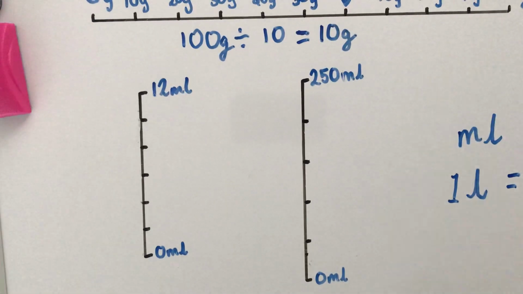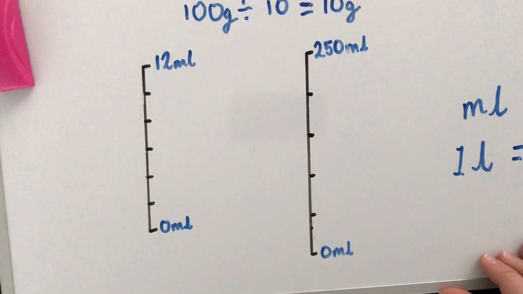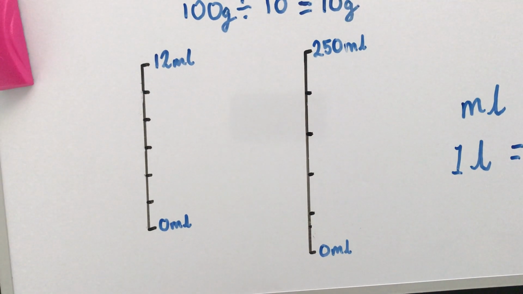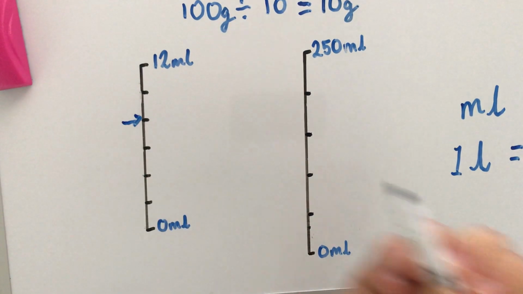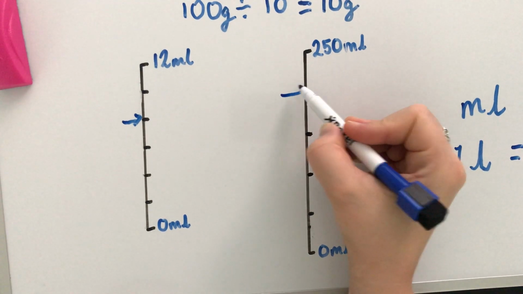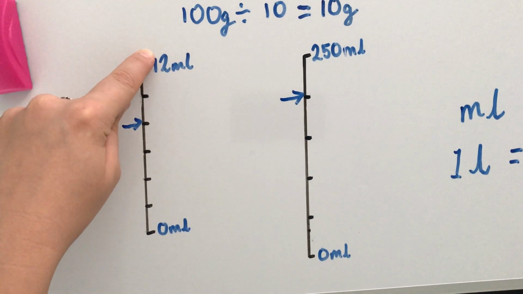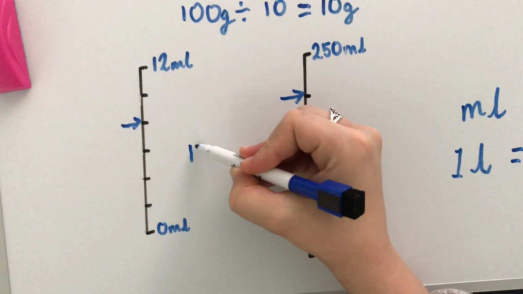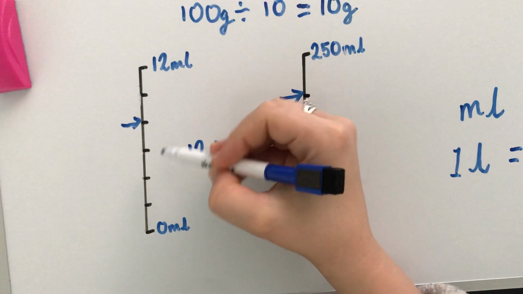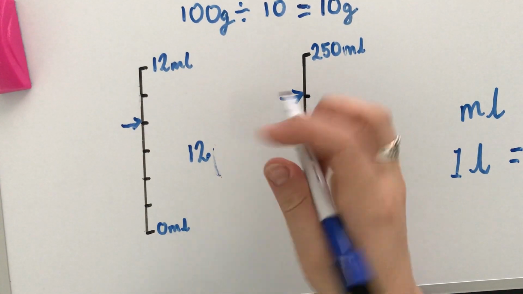But to read these scales, the first thing we're going to need to do is find out the increments, aren't we? We're going to have to find out what our scales are going up in. So I want to find out what these 2 arrows on my scale stand for. So we've got our 0 here, and the first number we've got is 12 millilitres. So we know we're going to need to divide 12 by how many increments I've got in between, okay?